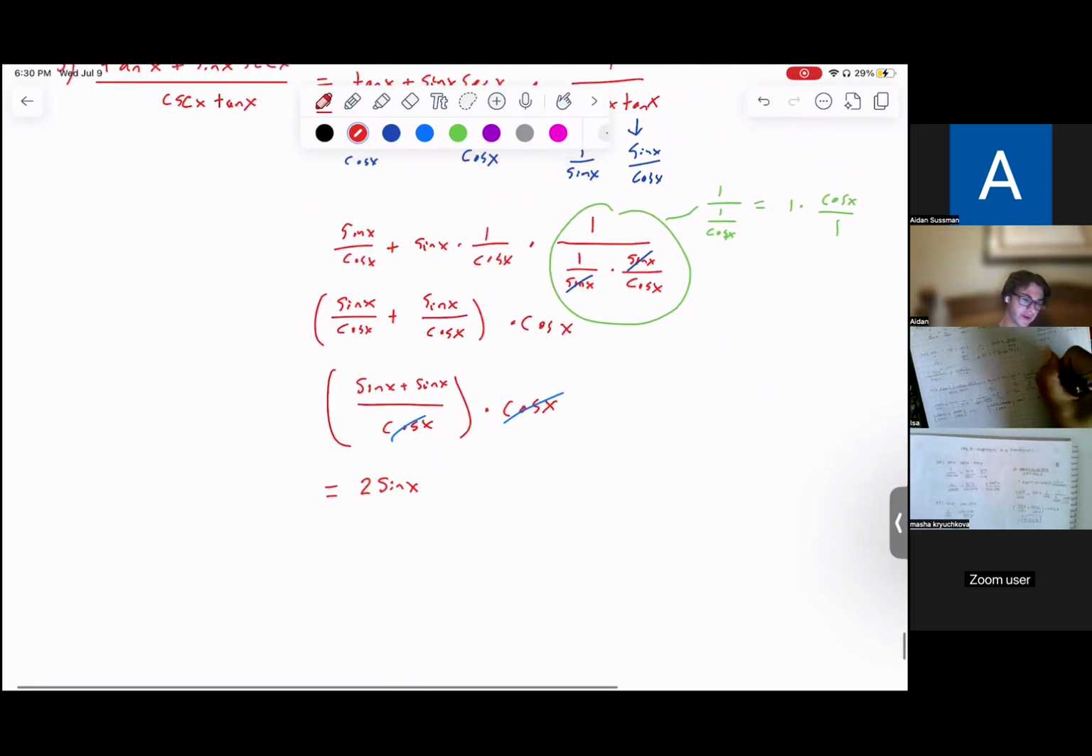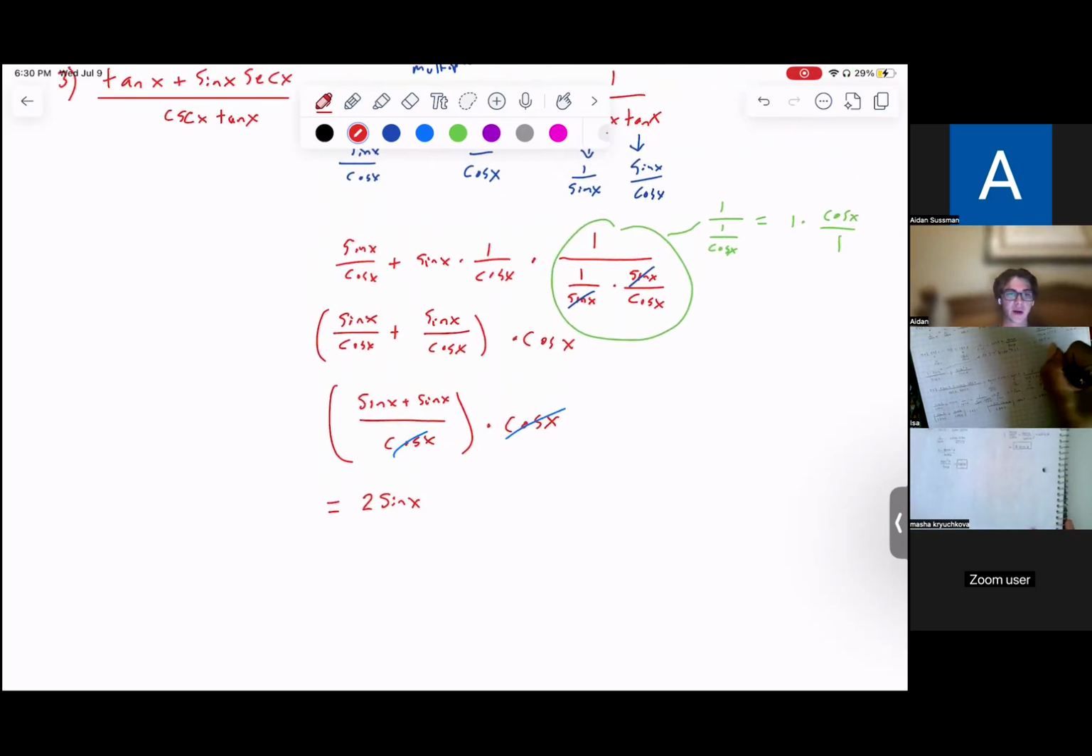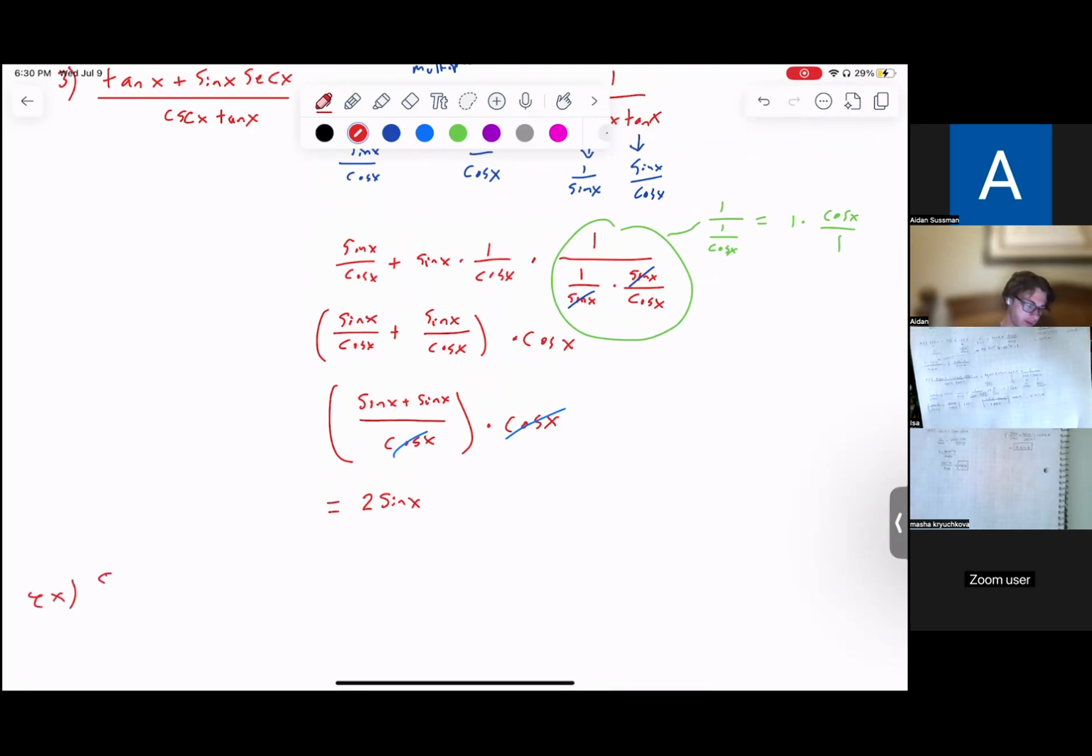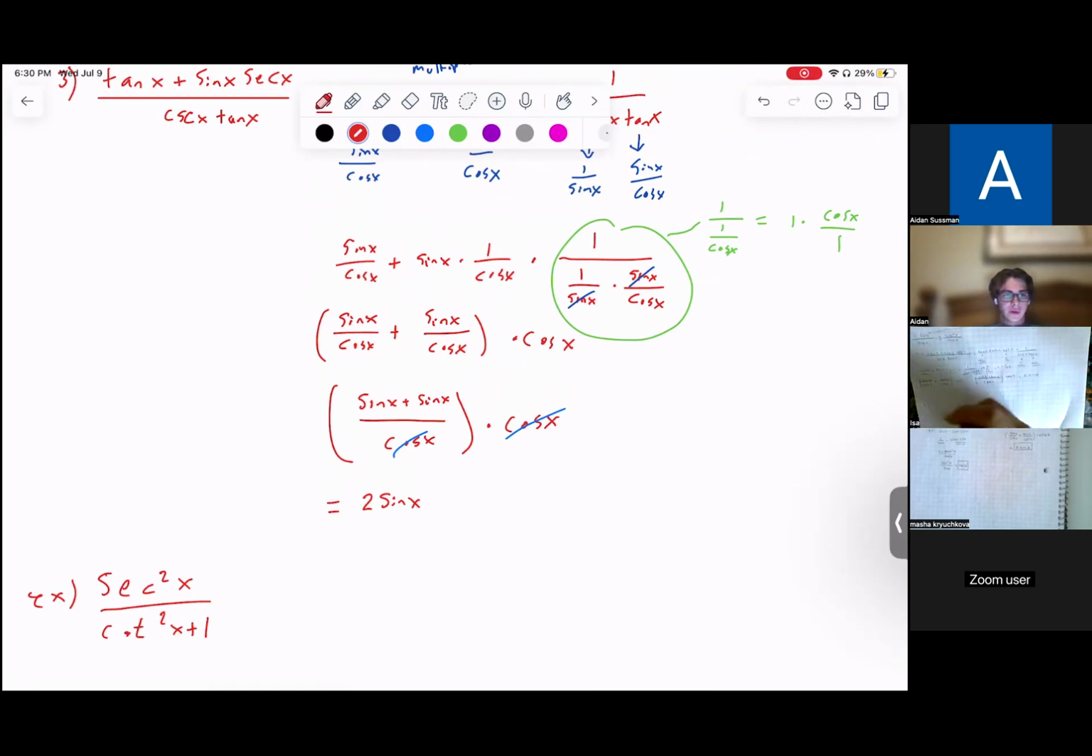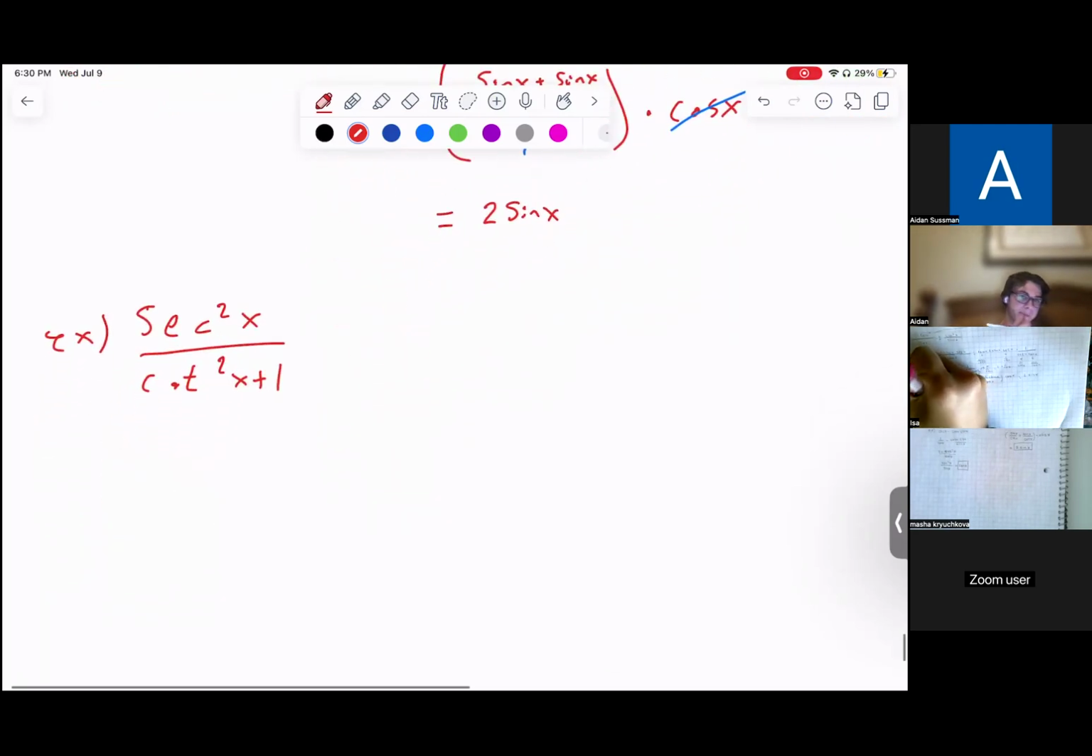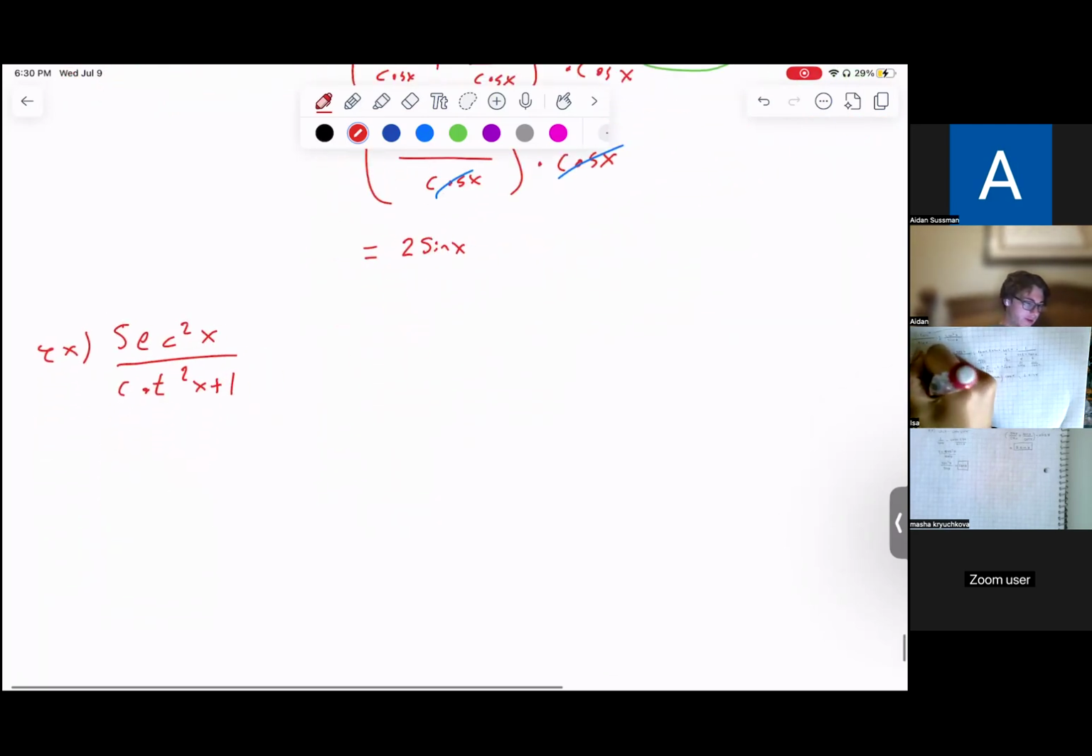All right, let's do one more example together. Hold on, I'll leave this up for a second for you guys to copy down. I'll grab our next example. So it's secant squared of x all over cotangent squared of x plus 1. All right. So let's do this now. And this one's a little tricky.